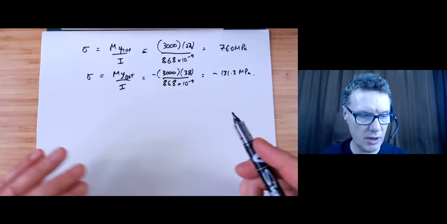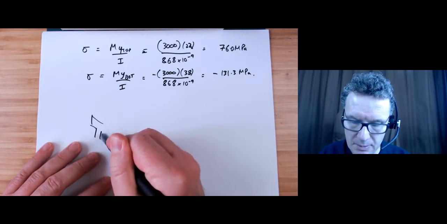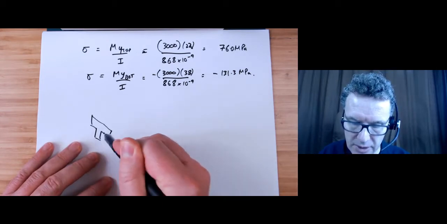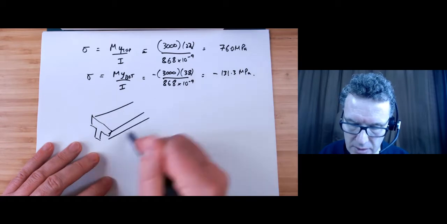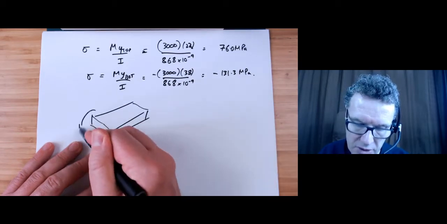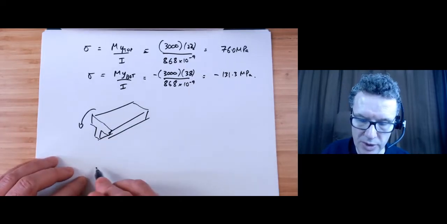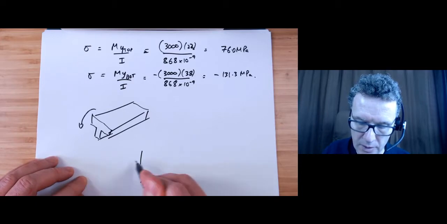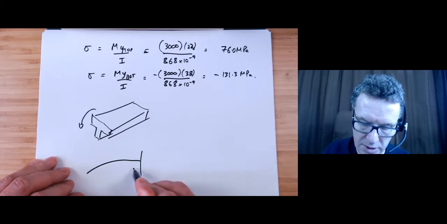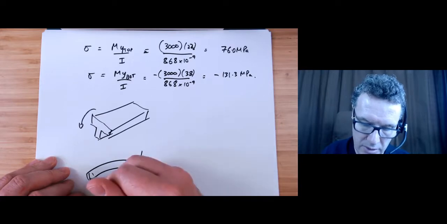Now for the radius of curvature. My T-beam is like this, and I've got something turning here. So if I looked at it sideways on, I'm therefore expecting it to be doing something like that.